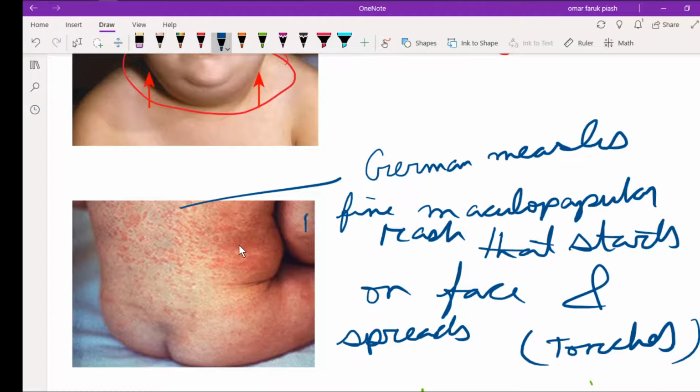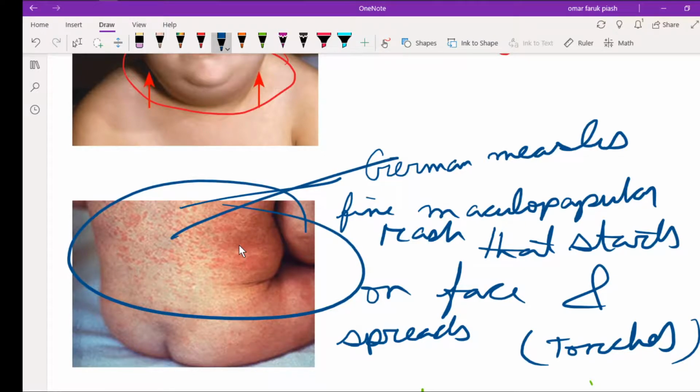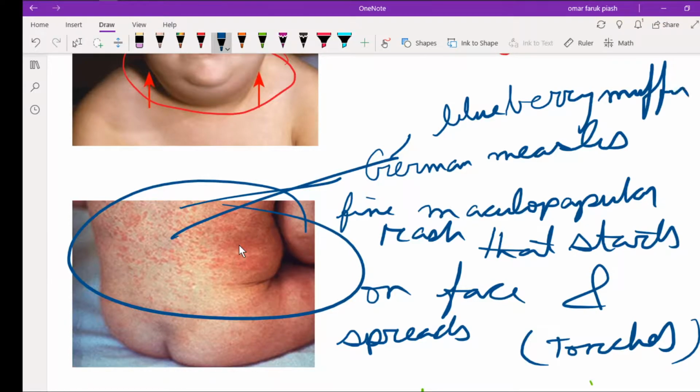And it will show this type of rash that is known as blueberry muffin rash. It appears due to dermal extramedullary hematopoiesis, and in congenital rubella syndrome there is PDA, deafness, mental retardation, and cataract. Congenital rubella syndrome occurs with infection during the first trimester. Okay, that's all for today.